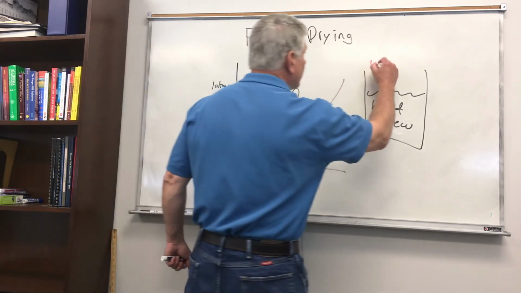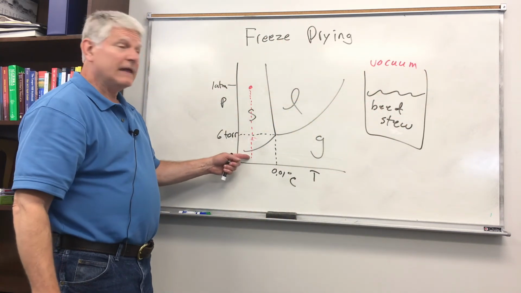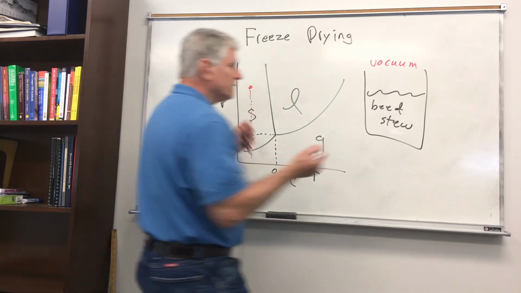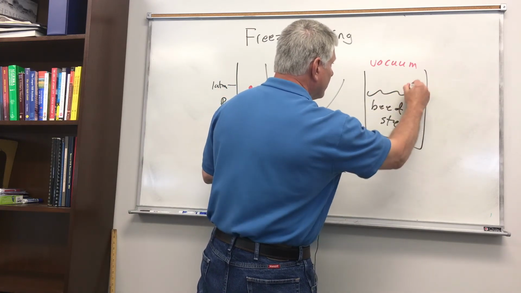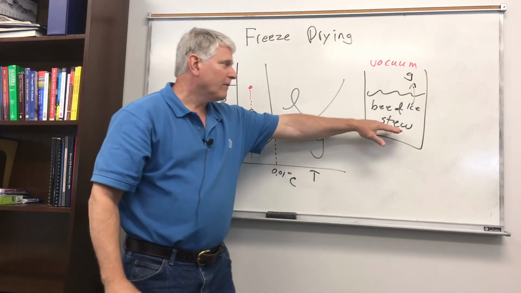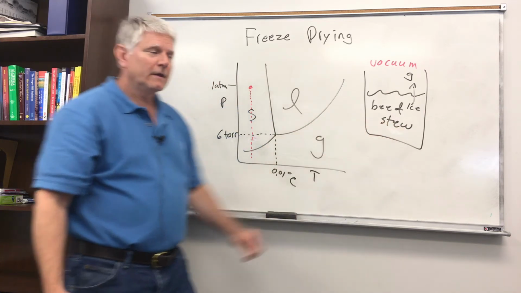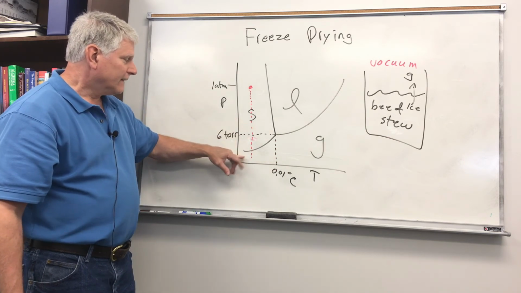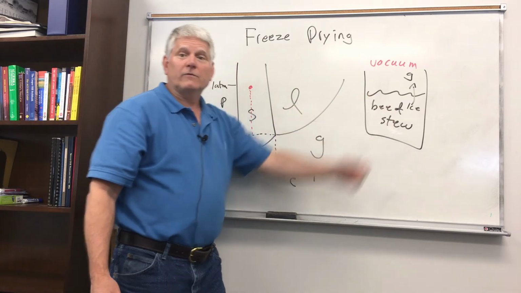So I just pull a vacuum on top. So now gas phase is more stable for water. So the ice here, this is frozen, so ice will go directly to gas without melting. So that way I can get rid of all the water in my beef stew without having to heat it and boil it and cook it more. I can just go directly to the gas phase by reducing the pressure, keeping the ice frozen.